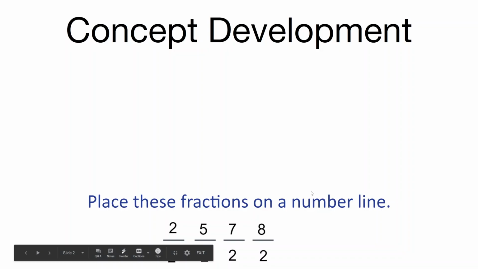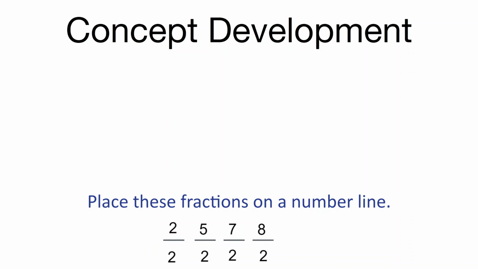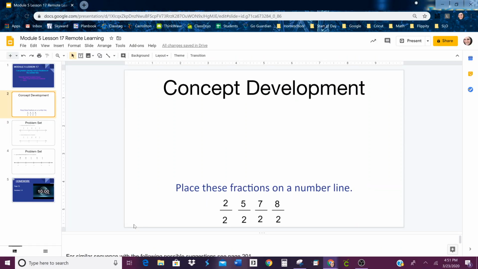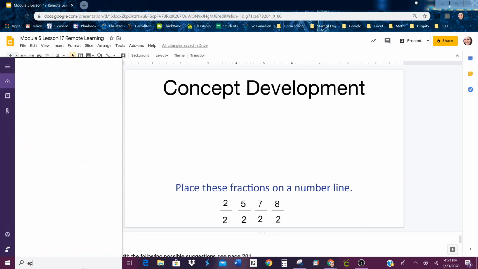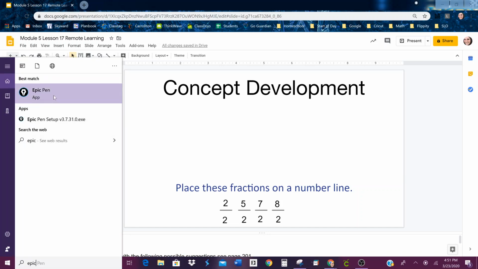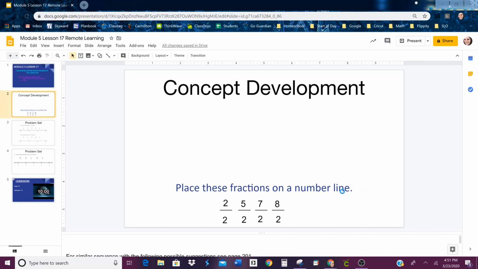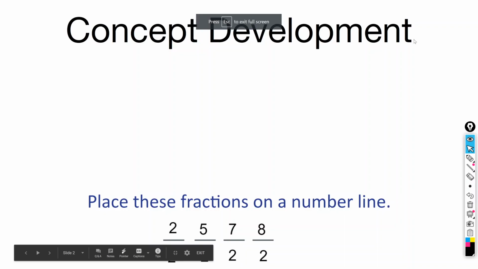So what we're going to do is go ahead and start by placing these fractions on a number line. What we did before was that we just labeled the number line in order. Essentially, we're going to do the same thing, but now they're giving us multiple fractions that they want us to make sure that we put on that number line. I'm going to start by looking at the fractions that I have. I have 2 over 2.